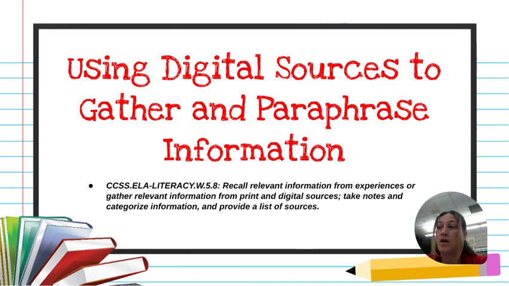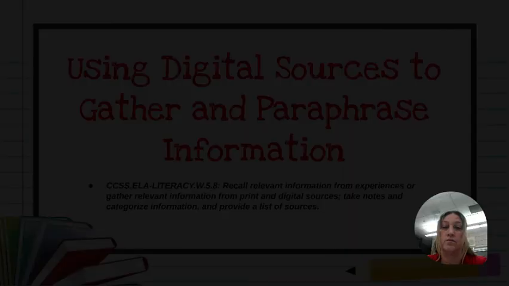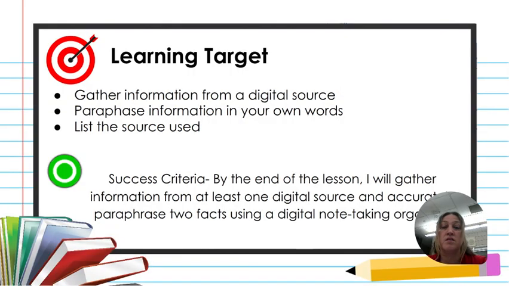Today, we're going to work on an important digital literacy skill: using online resources to gather information and put it in your own words. This is something you'll use in many classes, not just English. By the end of today's lesson, you will be able to gather information from a digital source, paraphrase information in your own words, and list the source used. These are important research skills that help us become responsible digital learners.